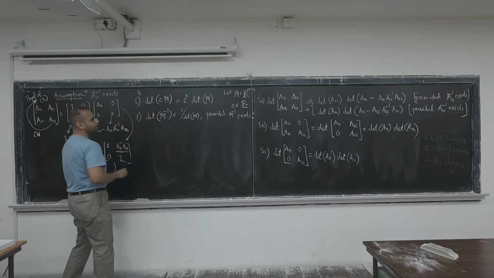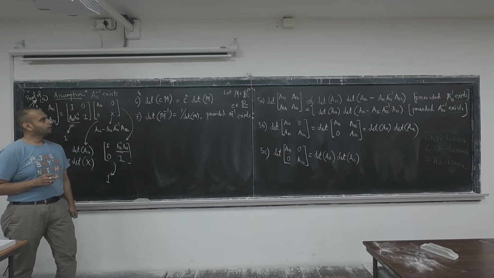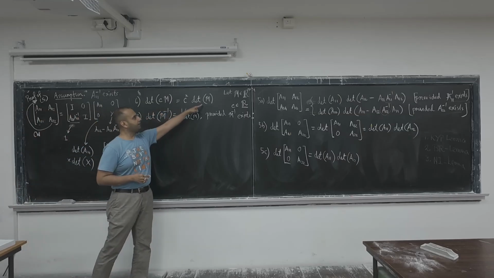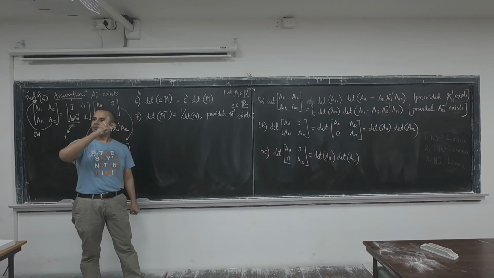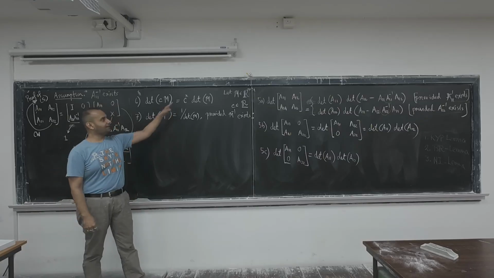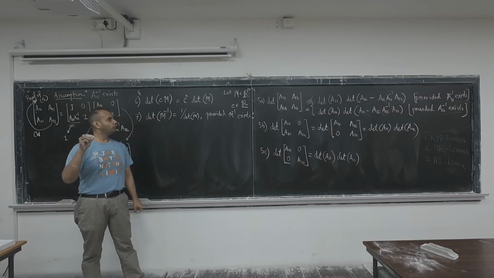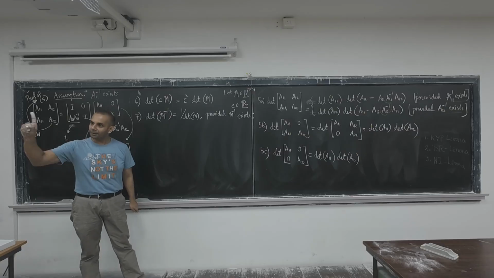So why did we write C to the power n? Because here the order or the dimension is n cross n. So when you expand the determinant, you will see that C would come into that product form n number of times.